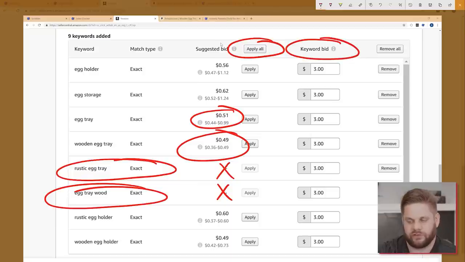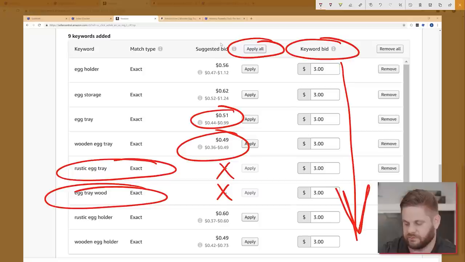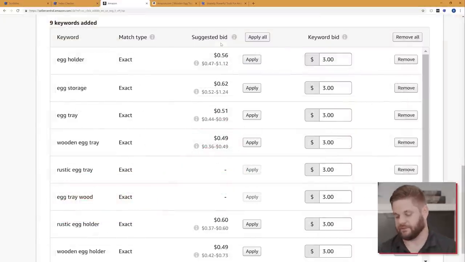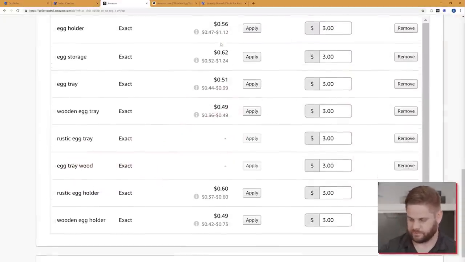We set a predetermined keyword bid amount at $3, which, as you see, goes all the way down and applies all of those manually. So I think that we're on the right track. We're just going to leave that at $3 a bid. All right.